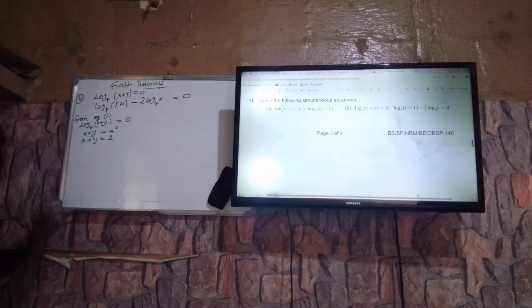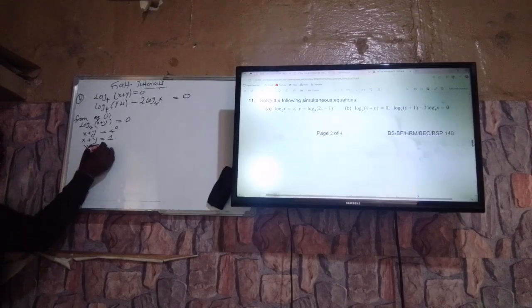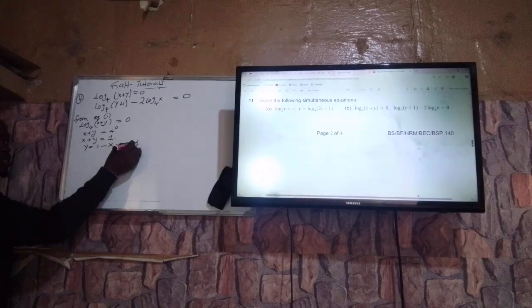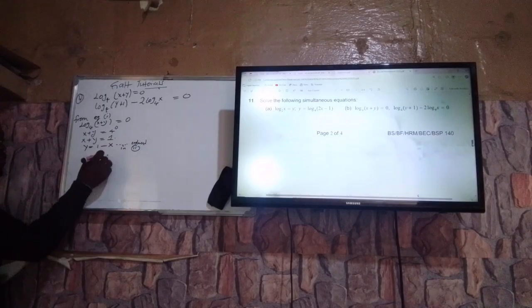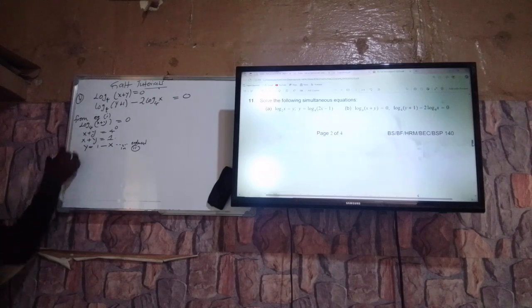So let's say y is the subject. This means that y will be equal to 1 minus x. So this can be replaced in equation 2. Everywhere there is y, we put 1 minus x. What am I going to have in equation 2?